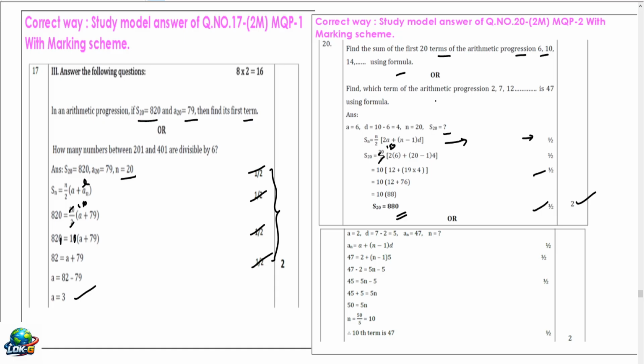Second question is, find which term of the arithmetic progression 2, 7, 12, and so on is 47. Observe, a is 2, common difference is a2 minus a1, 7 minus 2 is 5, and nth term is 47. You don't know n now. Put the known values, you know how to solve such questions. an is 47, put a plus n minus 1 into 5. Take 2 to the left, 47 minus 2 is 45. Remove the bracket, 5 into n is 5n minus 5. Take minus 5 to the left, you will get 45 plus 5 is 50. 5n is equal to 50, n is equal to 50 by 5. 5 1s are 5, 5 10s are 50, therefore the 10th term is 47. For solving this much, you will get 2 marks.